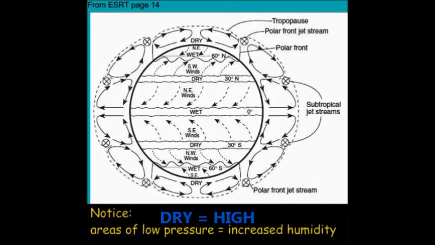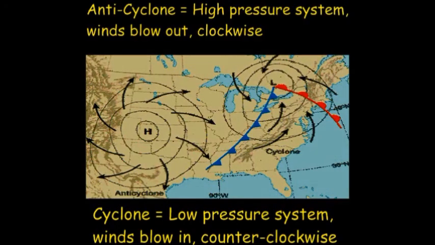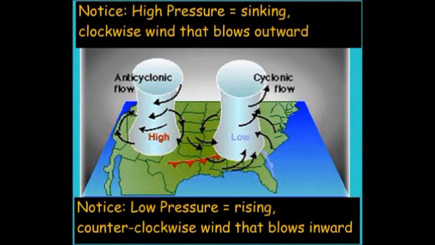So the other terms that we need to know that are related to the Coriolis effect are cyclone and anticyclone. An anticyclone is a high pressure system where the winds blow outward in a clockwise direction, and notice that they're all deflected to the right. A cyclone is a low pressure system where the winds are blowing inward and they're moving in a counterclockwise direction. And finally, you can see in this 3D model of the same system that the anticyclone has sinking air while the cyclone has rising air.